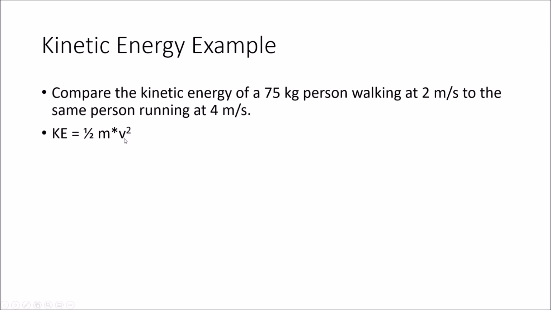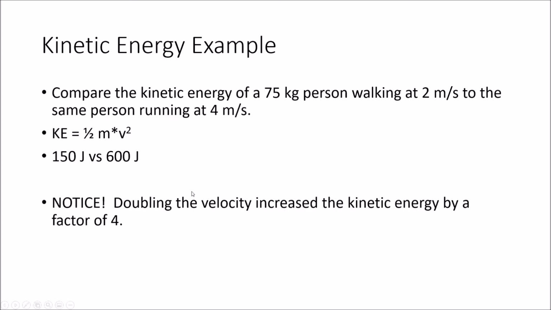Well, you plug in 4 there, you get 16, 1/2 times 16 times 75, that's 600 joules. The person walking has 150 joules of energy. The person running has 600 joules of energy. The person doubled their speed, but increased their kinetic energy by a factor of 4. Kinetic energy is not linear. If you double something's speed or double its velocity, its kinetic energy increases by a factor of 4. If you increase something's speed by a factor of 10, you increase the kinetic energy by a factor of 100.